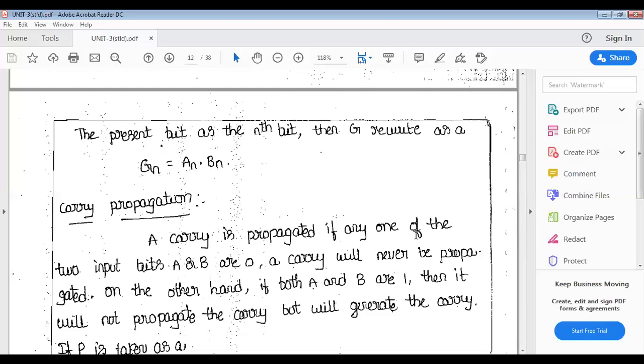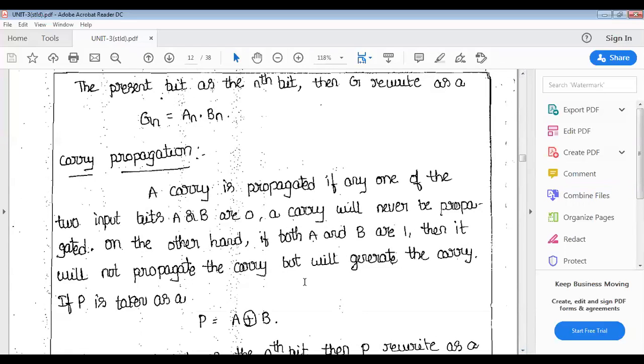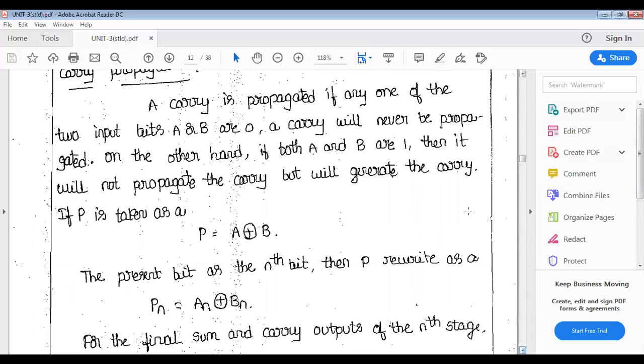On the other hand, if both the inputs A and B are one, then it will not propagate the carry, but will generate the carry. P is taken as P is equal to A exclusive OR of B. So when both the inputs are one, the carry is generated, not propagated. The present bit is the nth bit, so P is rewritten as Pn is equal to An exclusive OR of Bn.